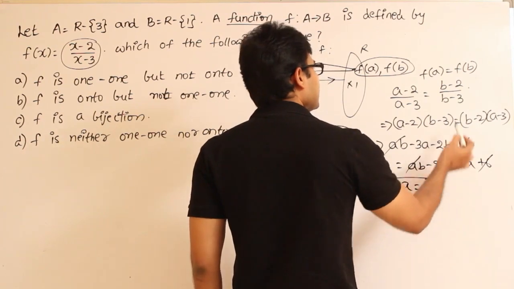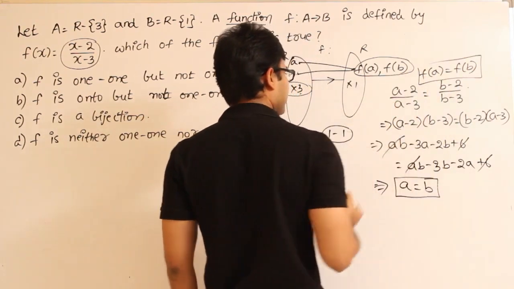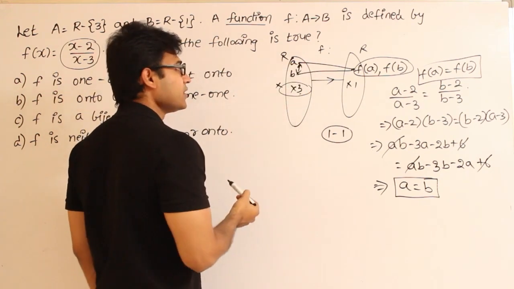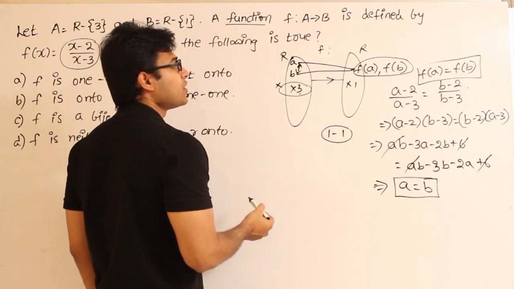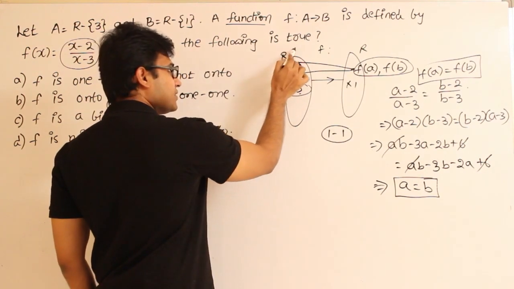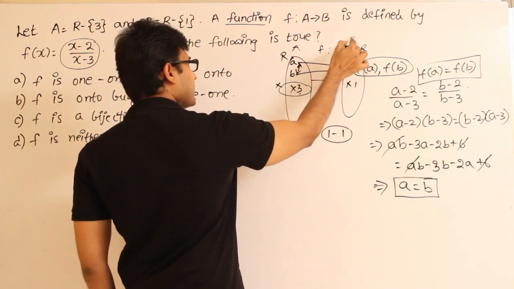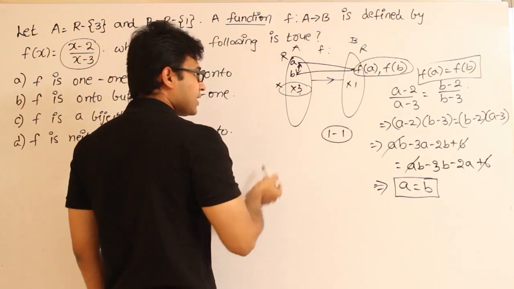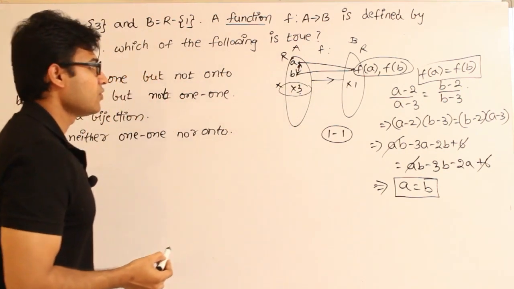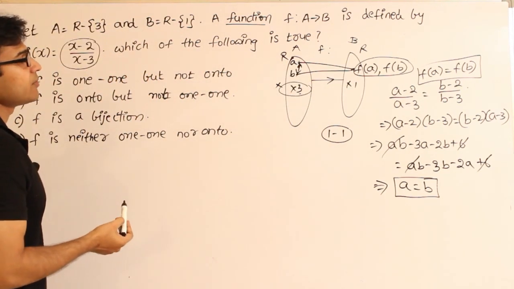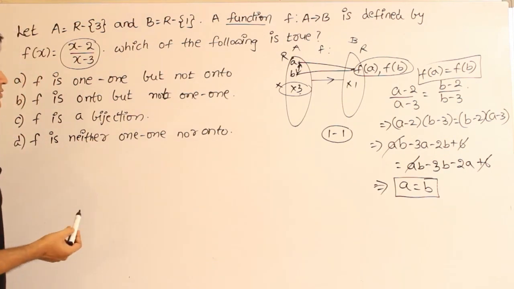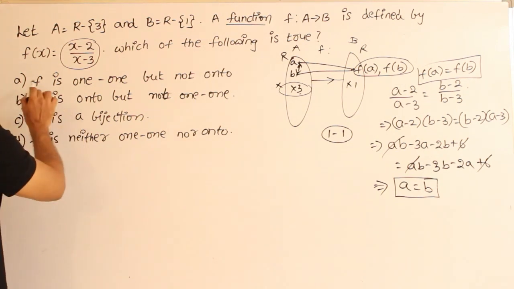Therefore, in case two images are equal, then we are getting that these two elements are actually equal, which means there is no possibility for two different elements in set A to have the same element as the image in set B. In case it happens, those two elements are actually one and the same. Therefore, since no two elements will have the same image in B, we can say that it is 1-1. Therefore, the function f is 1-1.